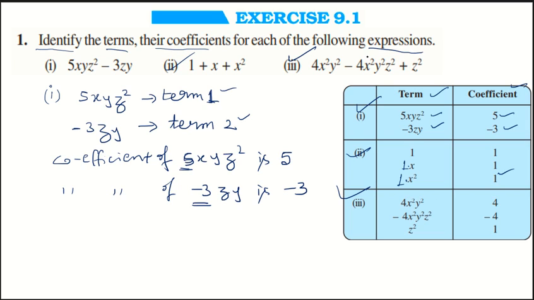So that numerical part becomes coefficient. Okay. In the third one you can observe there are 3 terms. One term is 4x square y square, second term is minus 4x square y square z square and third term is z square. So coefficient of the first term is 4, coefficient of the second term is minus 4 and coefficient of the third term z square is, there is nothing means 1 into z square we can write, and that 1 acts as coefficient.